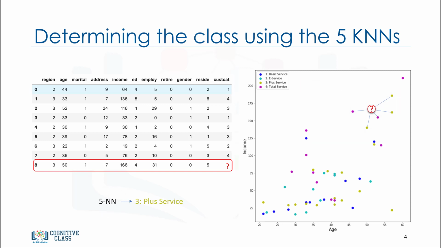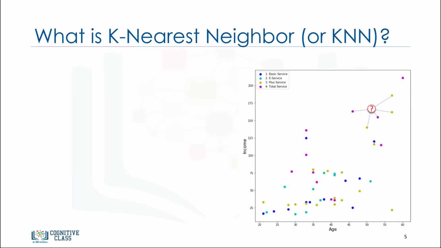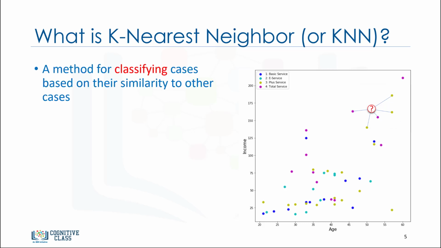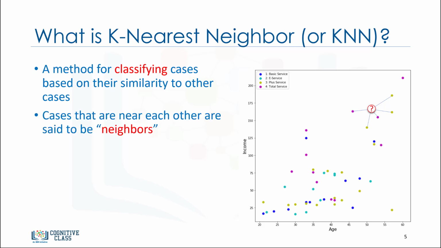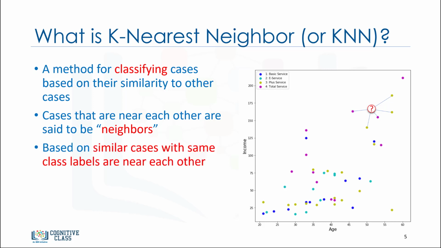Now, let's define the K-Nearest Neighbours. The K-Nearest Neighbours algorithm is a classification algorithm that takes a bunch of labeled points and uses them to learn how to label other points. This algorithm classifies cases based on their similarity to other cases. In K-Nearest Neighbours, data points that are near each other are said to be neighbors. K-Nearest Neighbours is based on this paradigm.